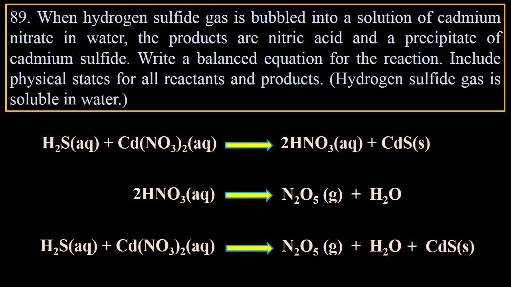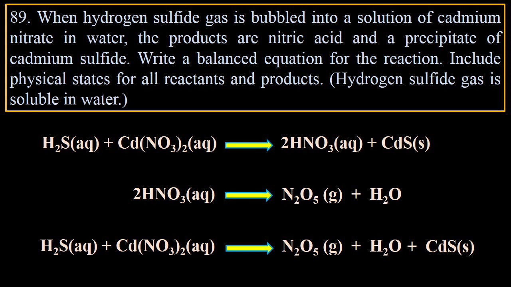Okay, the first reaction is going to say hydrogen sulfide is going to be put into an aqueous solution, and then the cadmium nitrate is going to be plus 2 and negative 1, so that's the formula for that. It's going to produce nitric acid and cadmium sulfide. That's going to be the first reaction. Because it says, when hydrogen sulfide gas is bubbled into a solution of cadmium nitrate in water, the products are nitric acid and a precipitate of cadmium sulfide. Okay, that's where you get the solid from on the right side of the equation.